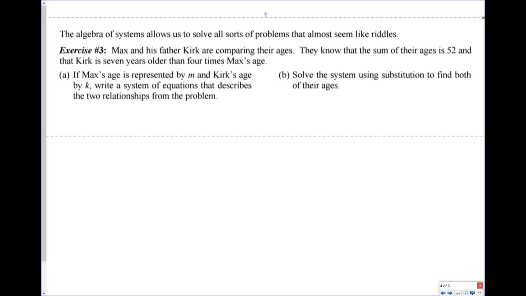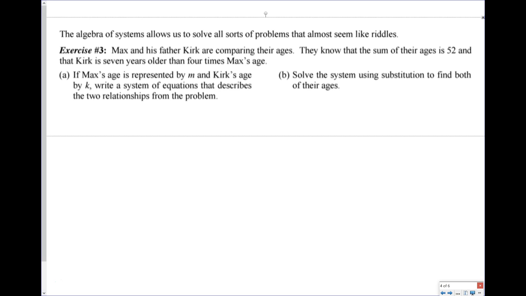Alright, exercise 3. The algebra of systems allows us to solve all sorts of problems that almost seem like riddles. In exercise 3, it says, Max and his father Kirk are comparing their ages. They know that the sum of their ages is 52, and that Kirk is 7 years older than 4 times Max's age. So that's a lot of information. Let's see what it wants us to do with it.